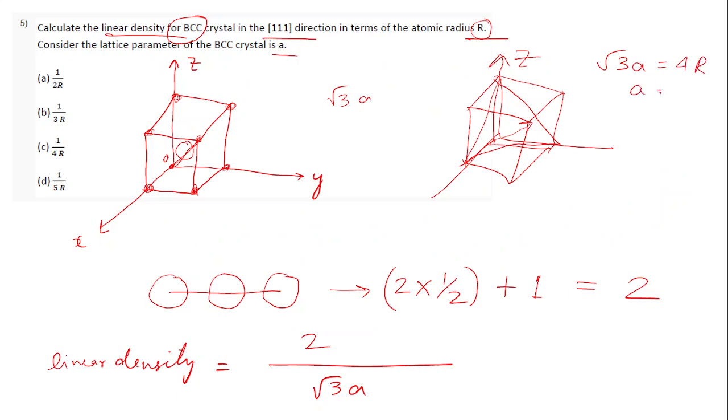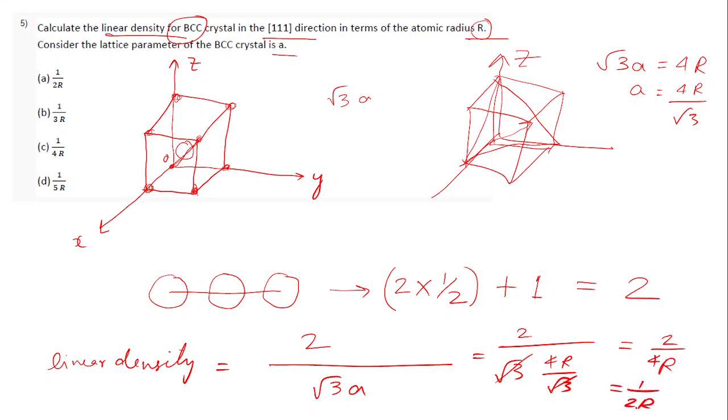That means a is 4r by root 3. When I substitute it here, I'll get 2 divided by root 3, and the value of a is 4r by root 3. Root 3 will cancel. I'm left with 2 by 4r, which is equal to 1 over 2r. So the answer is 1 over 2r is the linear density here.